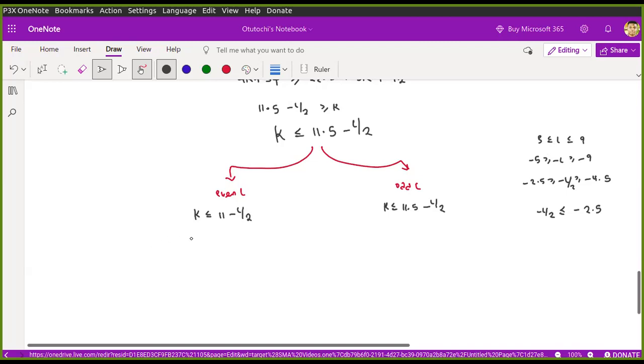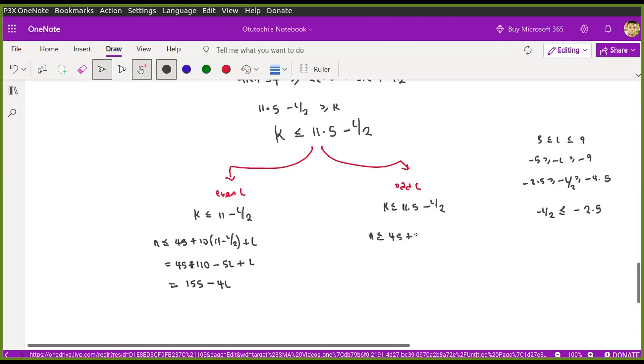So basically, let's just finish this. I'm going to have n less than or equal to 45 plus 10 times 11 minus L over 2, plus L. And this is going to be equal to 45 plus 110 minus 5L plus L, which is 155 minus 4L.